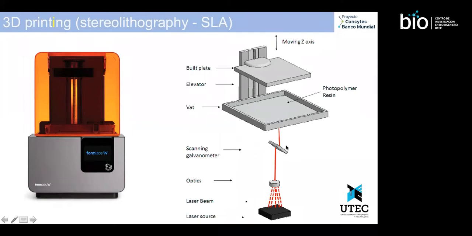And to do the XY, there is a scanning galvanometer. That's a mirror which moves for the XY direction, so we can expose different areas in the bath of resin. This is exposed with a UV laser, so the UV cures or hardens the resist. It's just like taking pictures, except with a bit different chemicals.